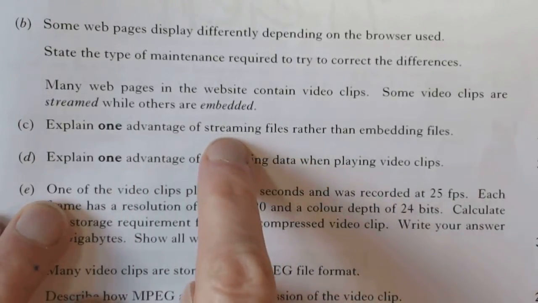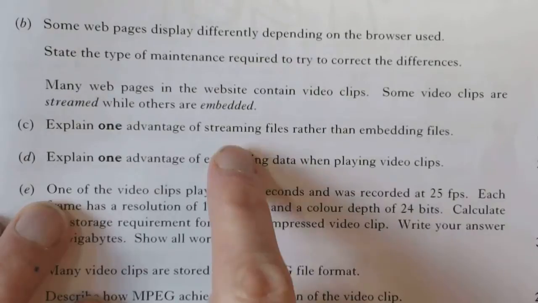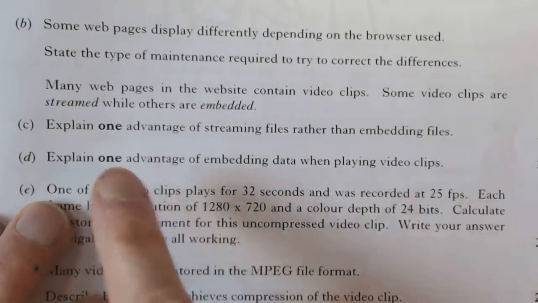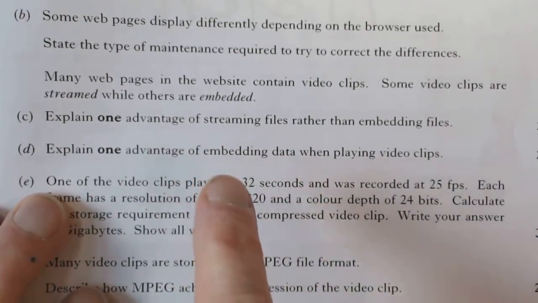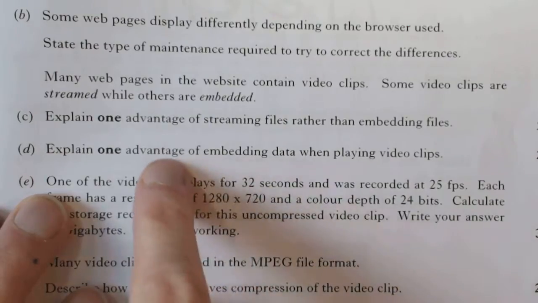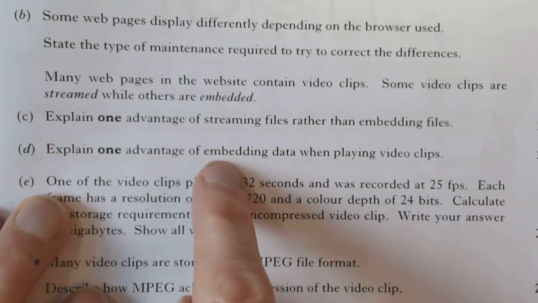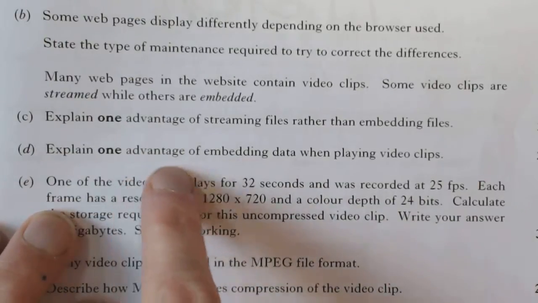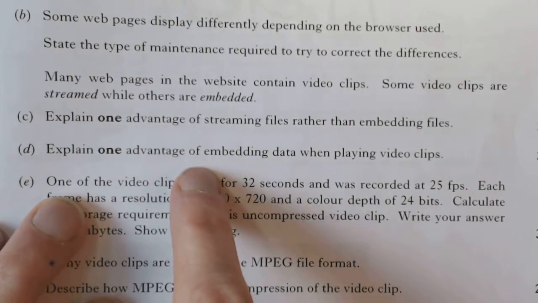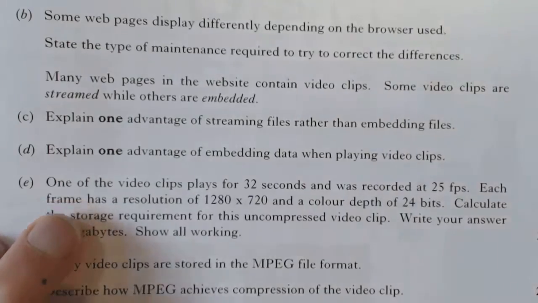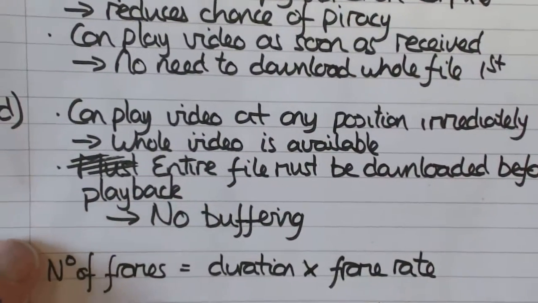If you're in YouTube, you have to wait until that data is actually downloaded to play like halfway through the video. But you can play at any part, because the whole video is available to you. And it's already downloaded, so there's no buffering, so you're not having to wait for it to download. So that's your advantages for embedded.